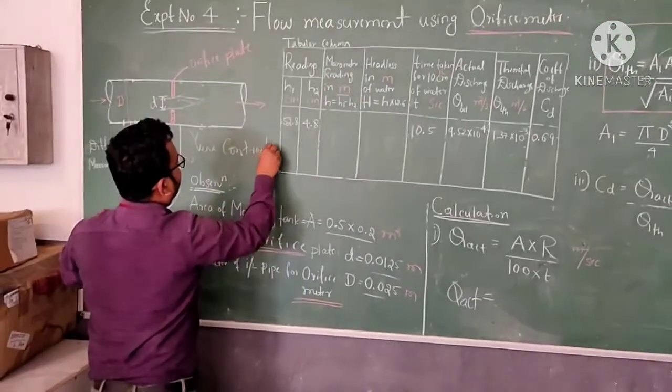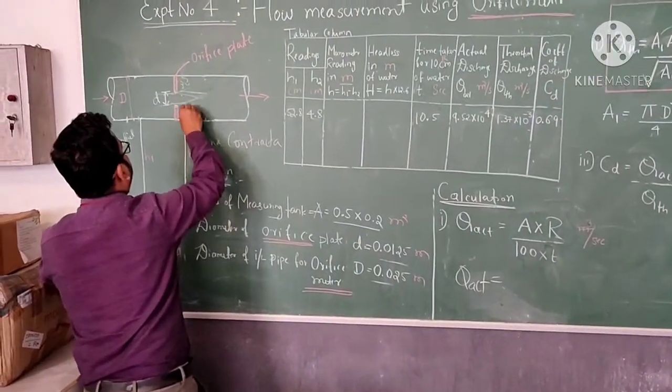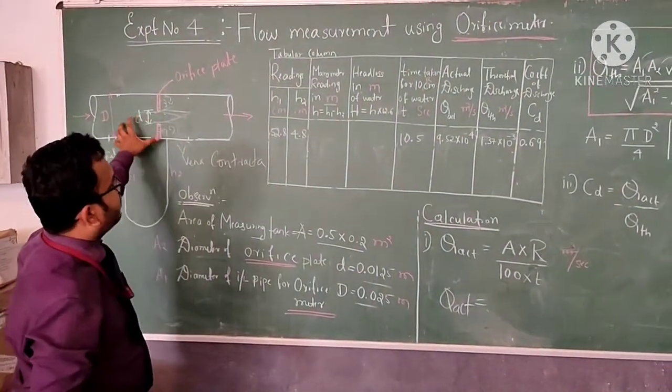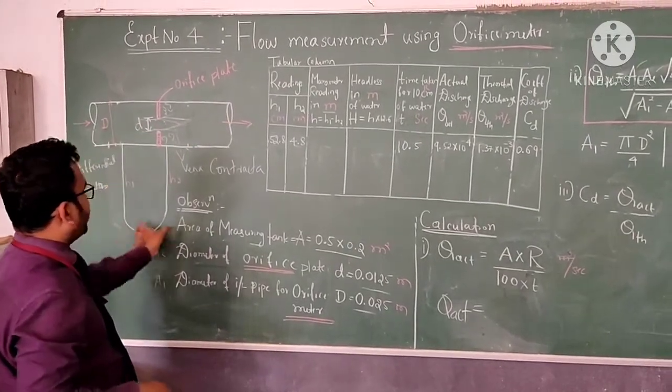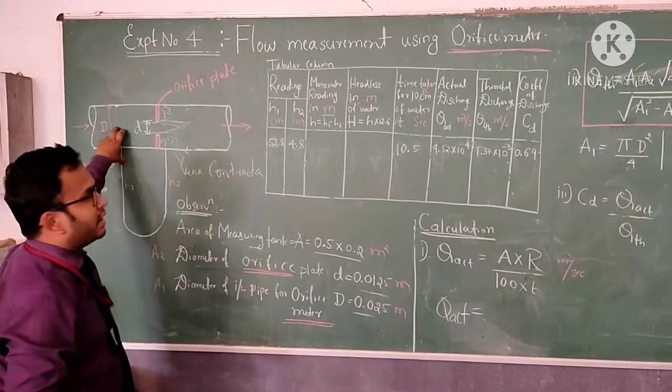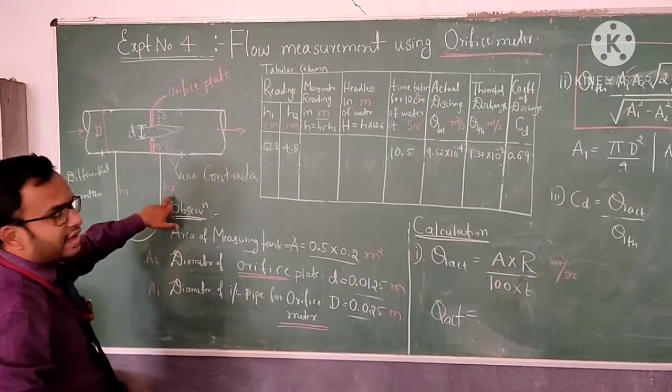It is creating an eddy formation over here, which is a loss for the fluid flowing through the pipe. Now there is a differential manometer placed before the orifice plate and after the orifice plate. We are measuring H1 and H2.